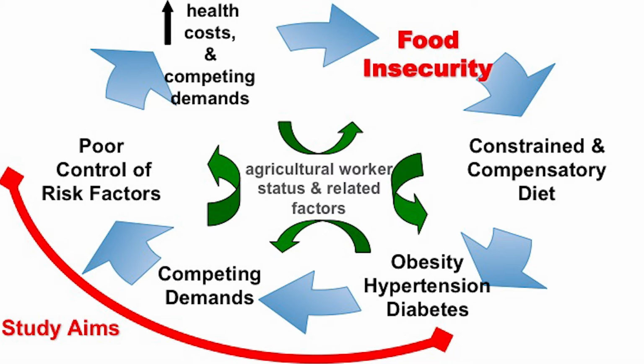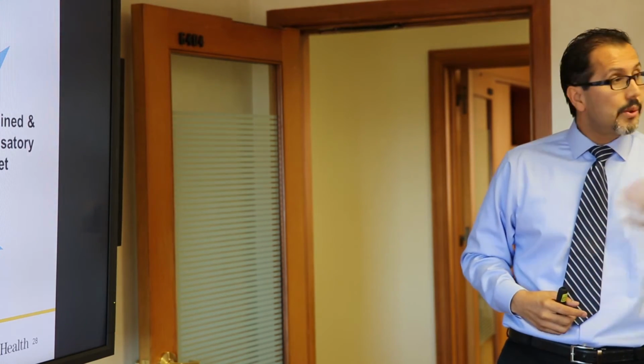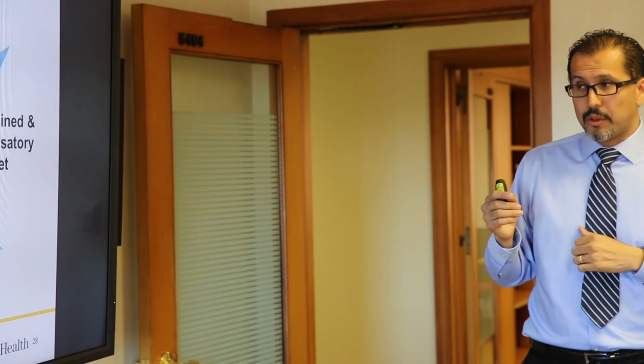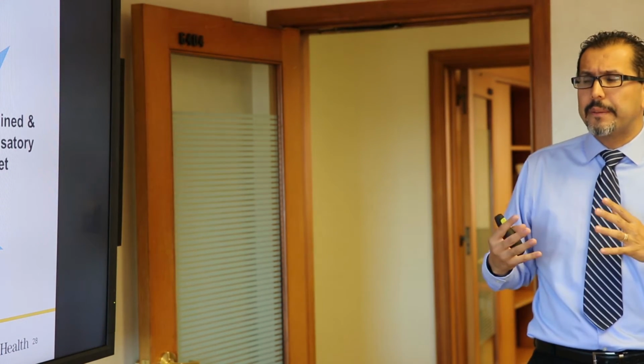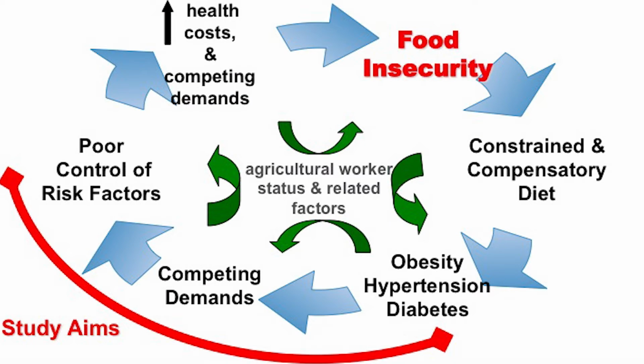They got to take off work to get their eye exam. Then the next day they got to take off work to get foot exams. They got to go see the specialist, the nutritionist, and so there's a lot of competing demands. So that leads to poor control of risk factors, and then increased health costs and competing demands. And for this population, it was difficult because it was confounded by the seasonal variation of their jobs. During the season, there's enough for food, so they try to save up, and then in the off season, they try to compensate by getting cheap food that's available to feed themselves and their family.